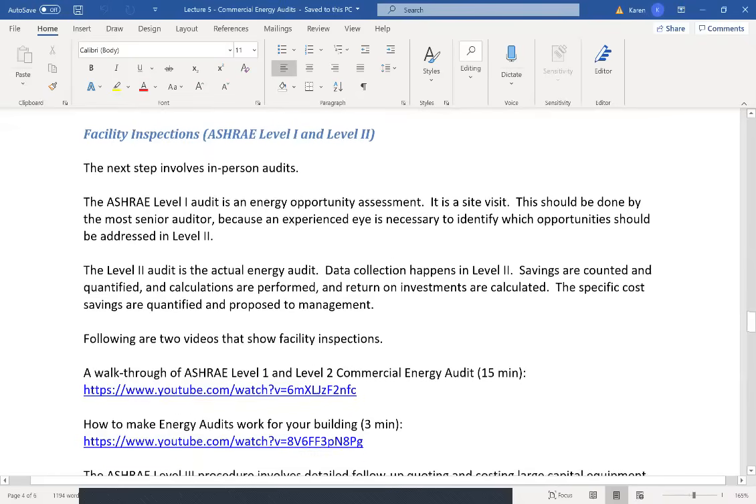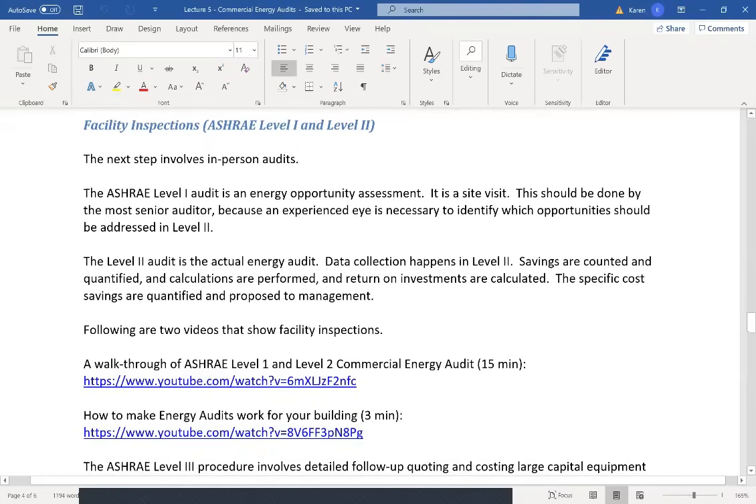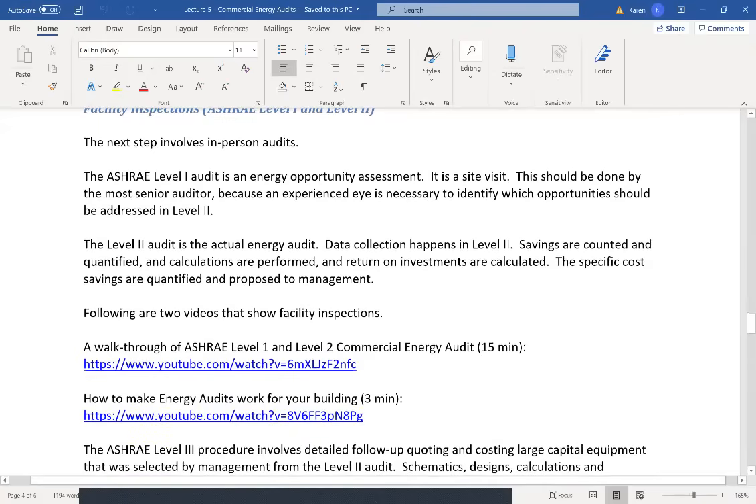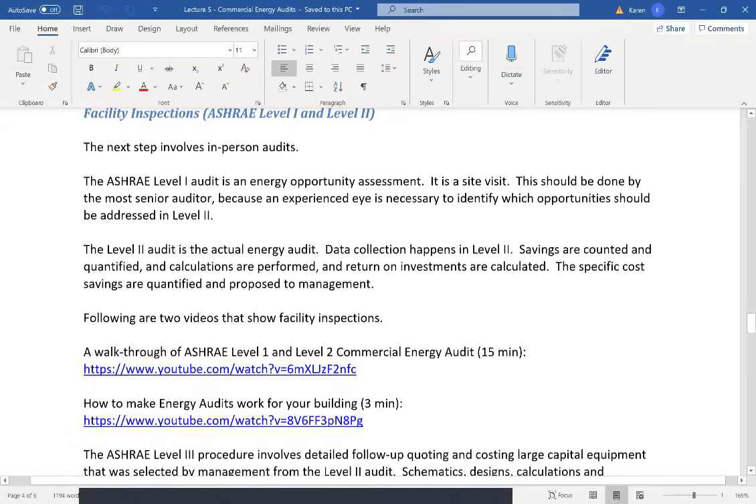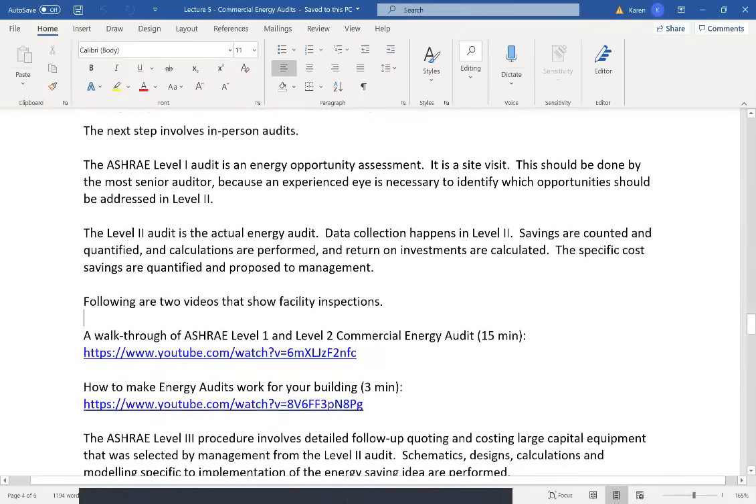So the next phase is your ASHRAE level 1, 2, and 3. You have to go in person. So level 1 and level 2 are in-person visits. You want to send your best, most experienced people to level 1. Commonly, you send your least experienced people to level 1. But what you should be doing is sending your most experienced people to level 1.